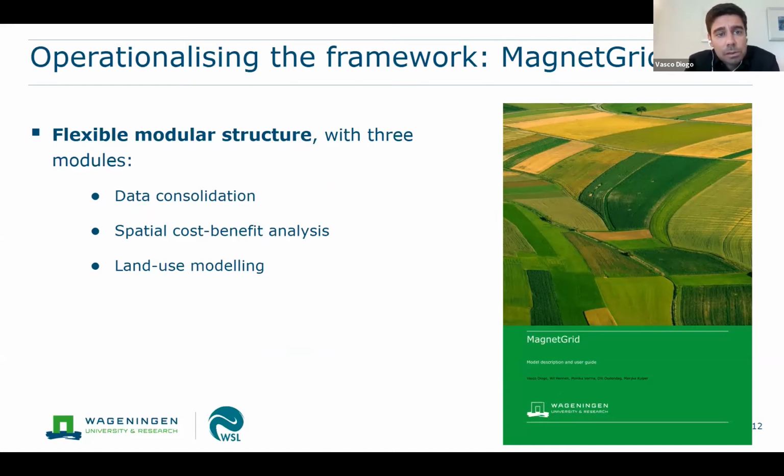One on data consolidation that attempts to merge together the data inputs from different sources and models, which then are used to compute spatial cost-benefit analysis to come up with sector and regional specific utility maps to then perform land use modeling according to an allocation algorithm based on utility maximization.